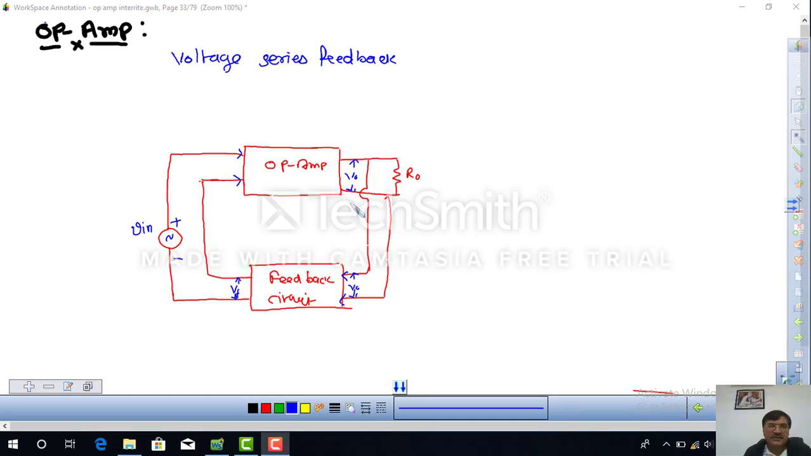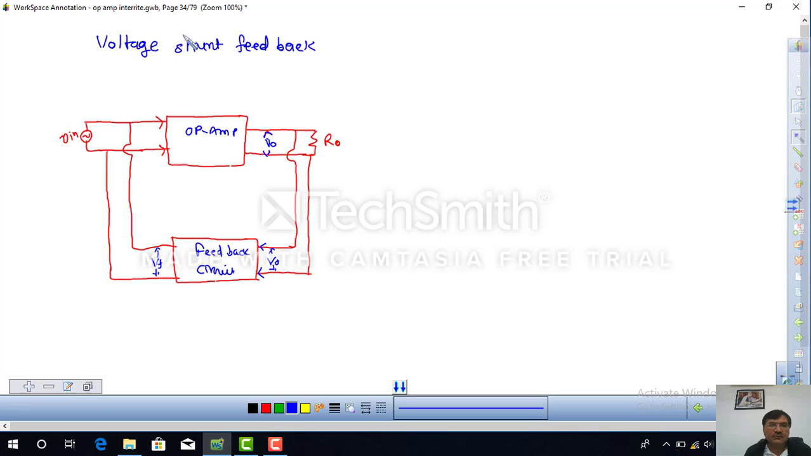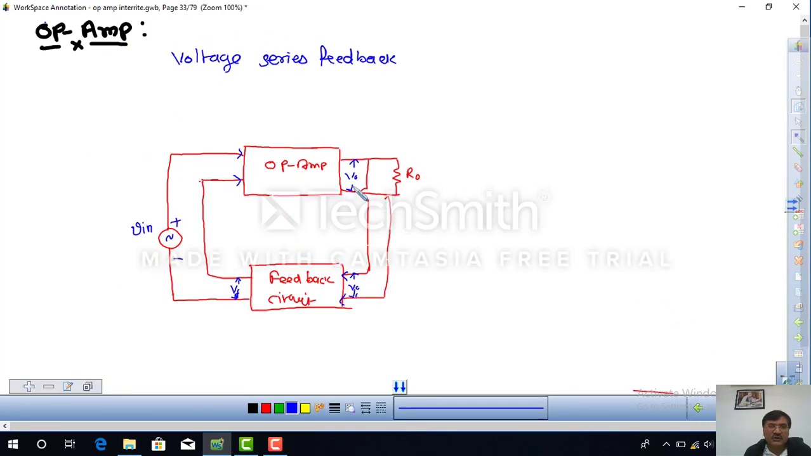So to control the gain, we use a feedback circuit. The first one is the voltage series feedback circuit, and the second one is the voltage shunt feedback circuit. So here what we do is, a small part of the output is given back to the op-amp. We can give this voltage in two different ways.